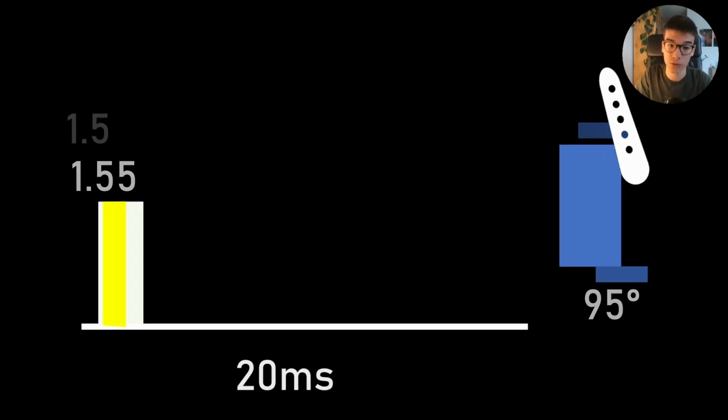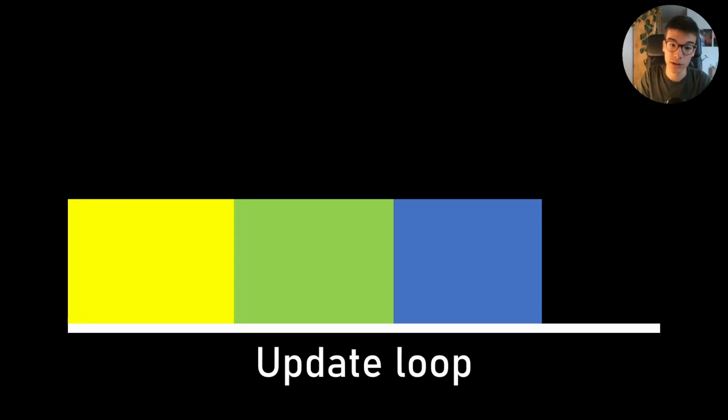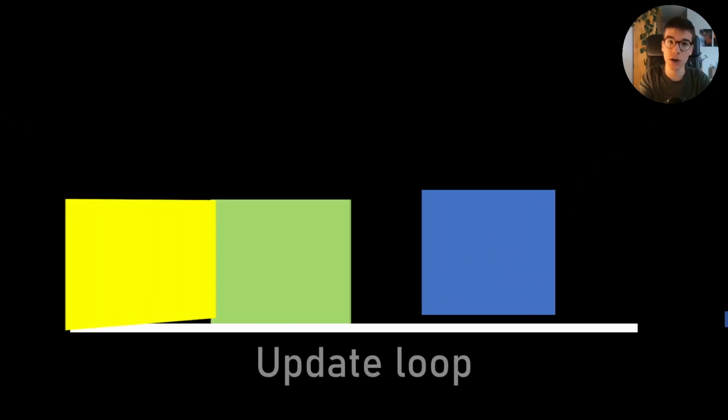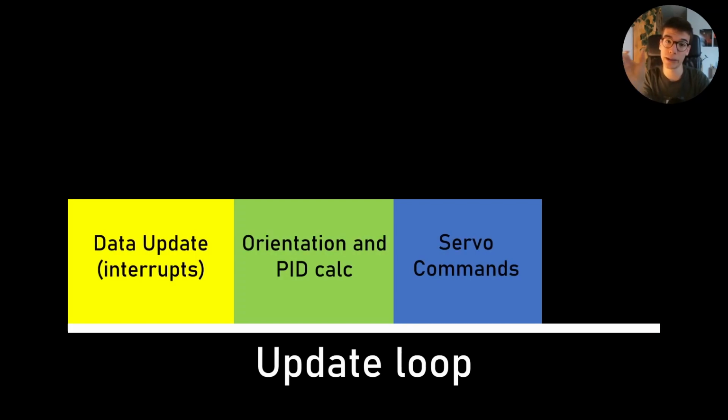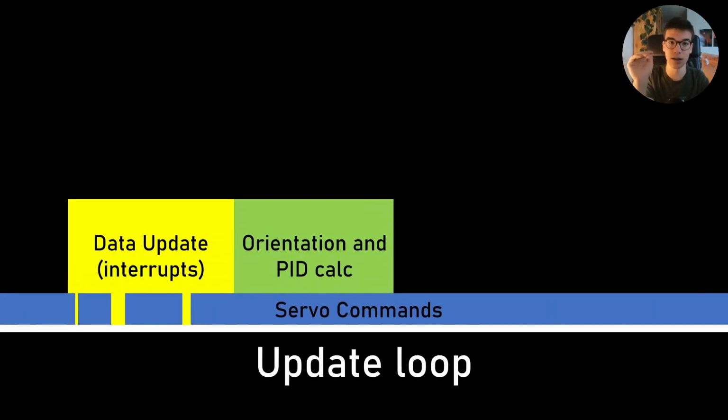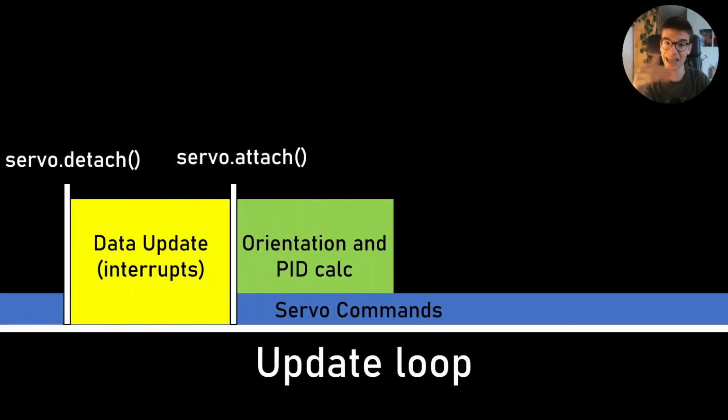And how I thought I would solve this problem was by doing this. So this is how my code was first structured. The servo commands came all the way last, but the servo library actually works under the hood. So the servo commands get sent out at all times, basically, and that's why we can have interference with the interrupts from the data update. So what I thought I would do was just detach and attach the servo before and after the data update. And this solved the jitter.